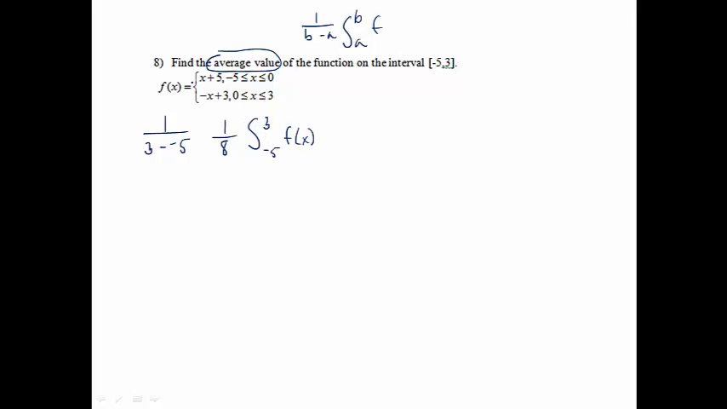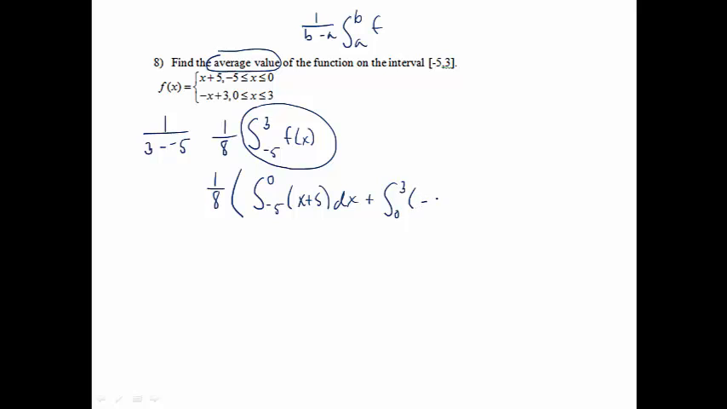Okay, the problem on this one is that our function is broken up into two parts. So to find this, we need to break that up into two separate integrals. So we're going to have 1/8. The first integral to get from -5 to 3, we're going to go from -5 to 0 of the first function, x plus 5 dx, plus the next one is going to go from 0 to 3. So 0 to 3, and my second piecewise is going to be -x plus 3 dx.